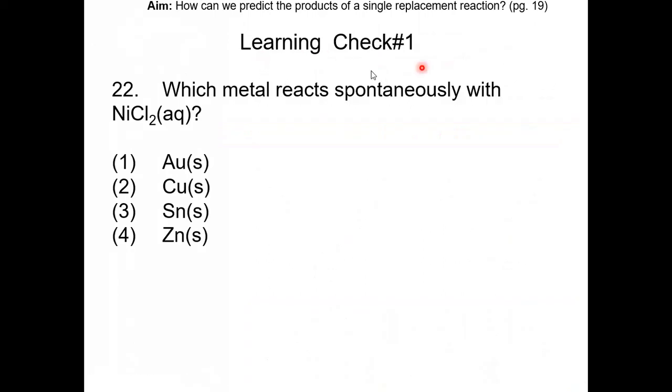Learning check number 1. Which metal reacts spontaneously with nickel(II) chloride aqueous? Pause the video and resume once you complete it. Since the question is asking about a metal, which is an element reacting with a compound, this is a single replacement reaction. The metal is going to replace nickel in this chemical reaction. This is a metal-to-metal scenario, so how do we know if this reaction is spontaneous? We have to look at table J.